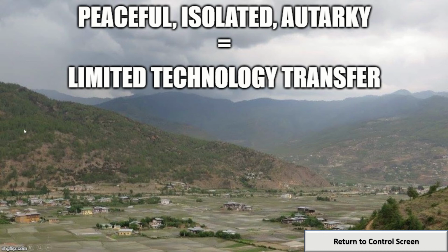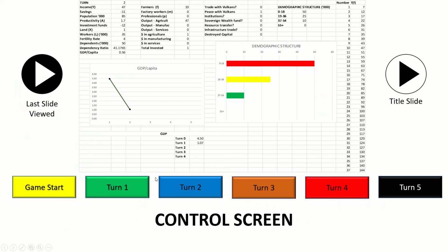This is a photo that I took in Bhutan. I'm pretty sure it's from Paro, which is where the plane lands. Bhutan's not a pure autarky, but it is quite an isolated country. So I think this is reasonably representative of this scenario. Bhutan's lovely, by the way. Everyone should visit. Great place. Okay, so then again, return to the control screen.